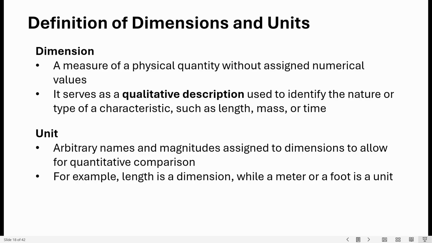While a unit is an arbitrary name. Well, it's not random, but it's a name chosen by someone, and magnitudes that are assigned to dimensions to allow for quantitative comparison. So, for example, if the dimension is length, a standard unit would be a meter, 1 meter, or a foot. That is a unit. So this is the difference between dimension and unit.